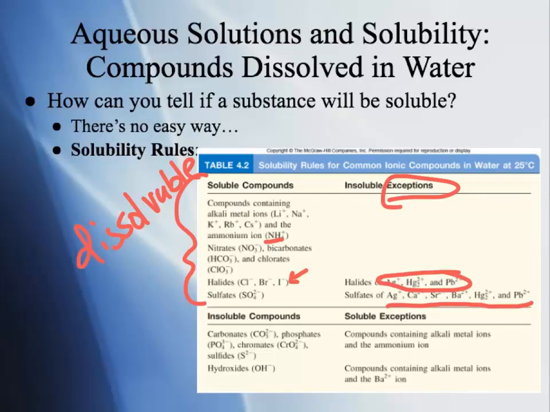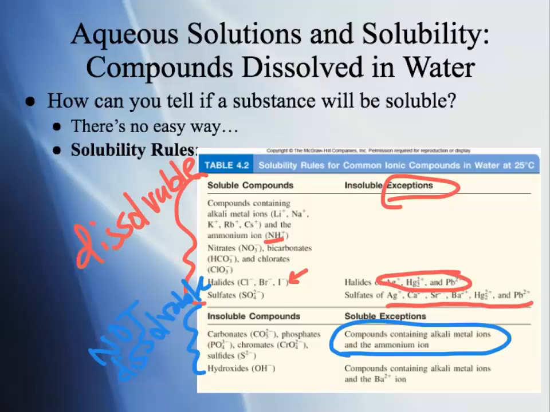Now, if we take a look at the guys that are generally insoluble, so not dissolvable, down here. Carbonates are usually not soluble. Phosphates, chromates, and sulfides are usually not soluble, except, again, we always have exceptions, except if they are hooked up with any of those alkali metal ions and ammonium. Basically if it's hooked up with these guys, they're still soluble. But calcium carbonate is not soluble because calcium is in group 2 instead of group 1.